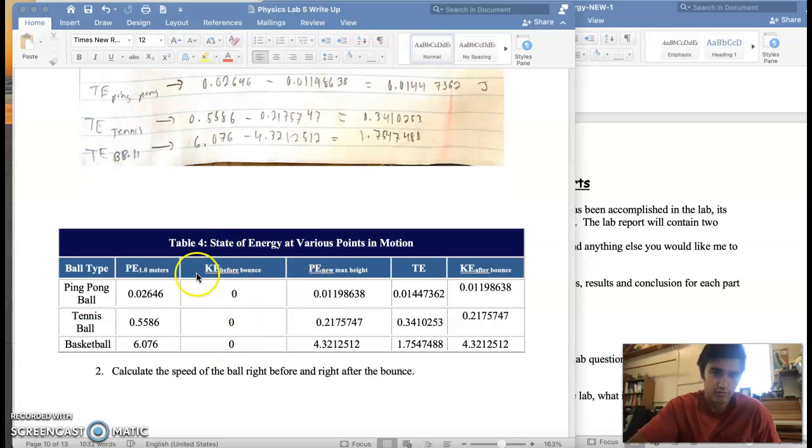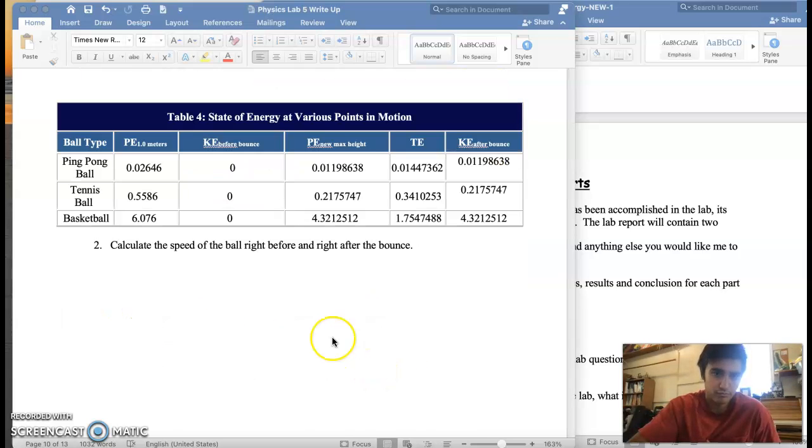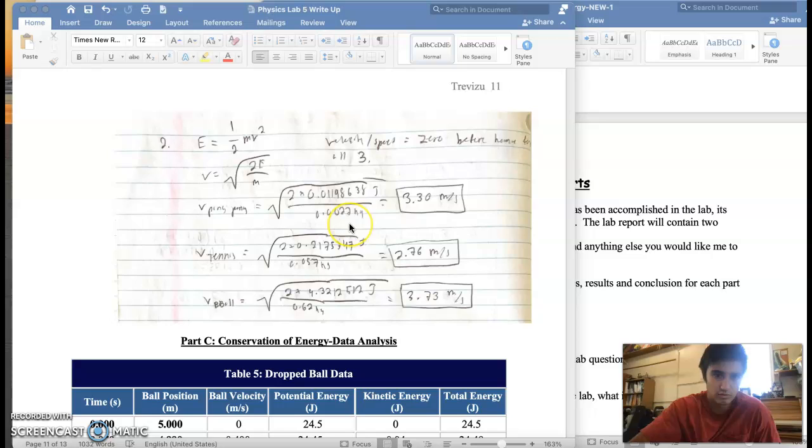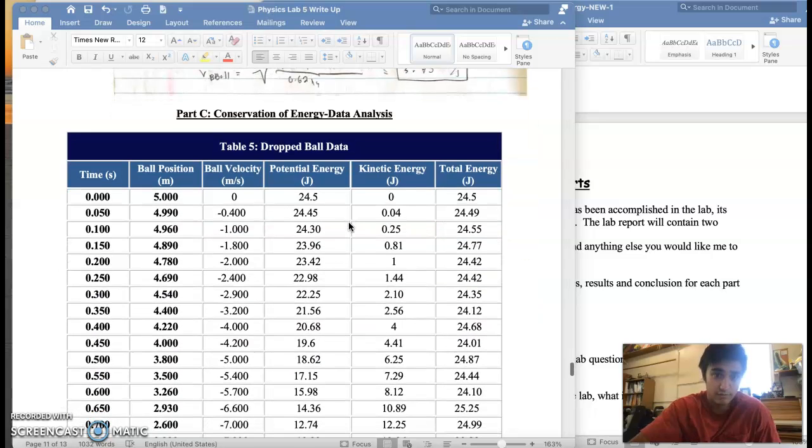And then through that question, I filled out this table, calculating its speed. Energy equals half mass velocity squared. Velocity equals square root of 2 times energy over mass. Plug those values in to get these values: velocity, speed.